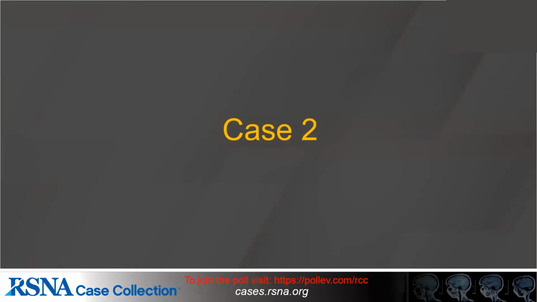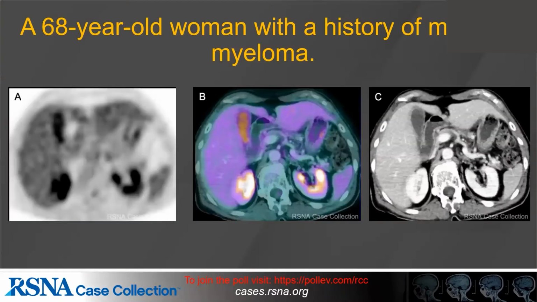Let's move to case number 2. This is a 68-year-old female with history of multiple myeloma. We have here an axial attenuation correction PET image, axial fused image, as well as a contrast enhanced CT image of the abdomen.